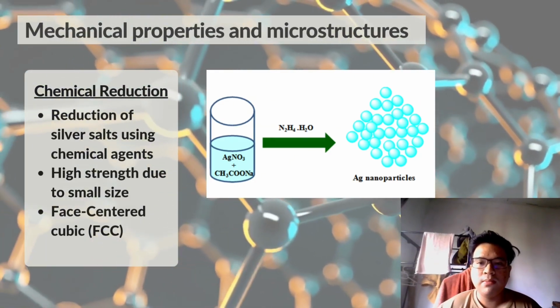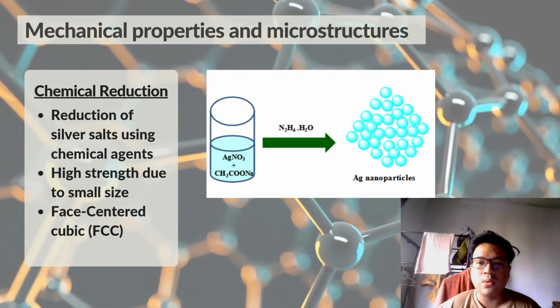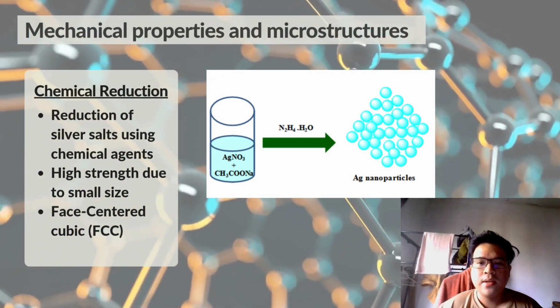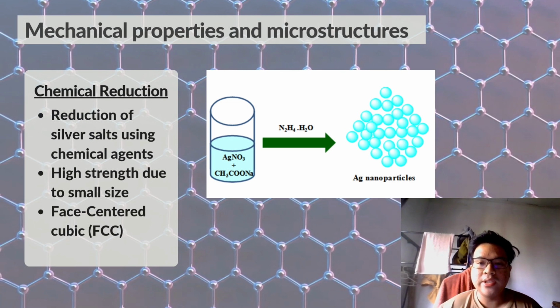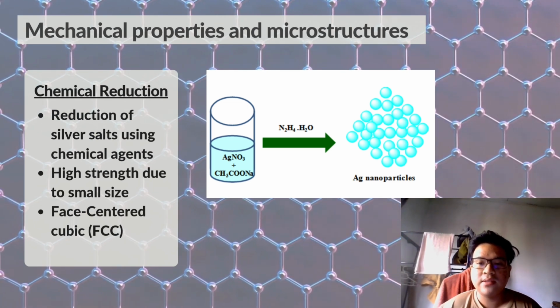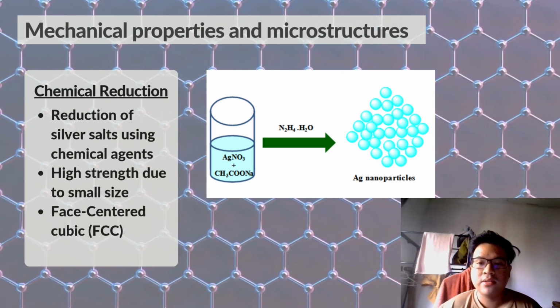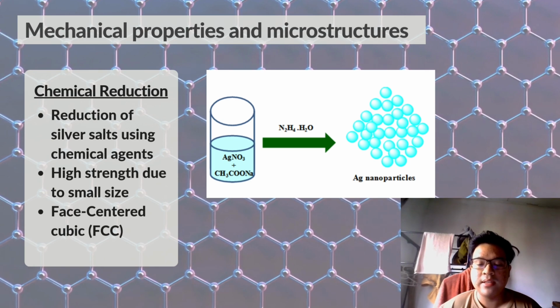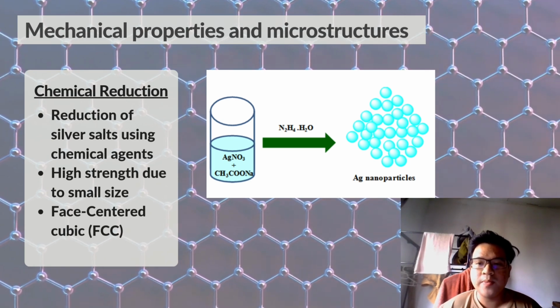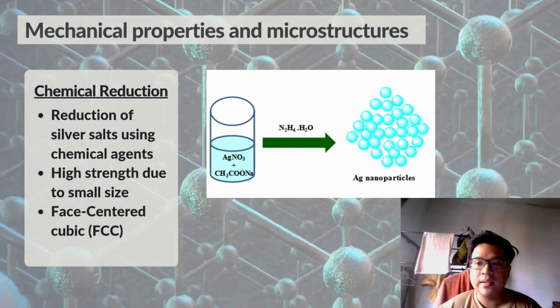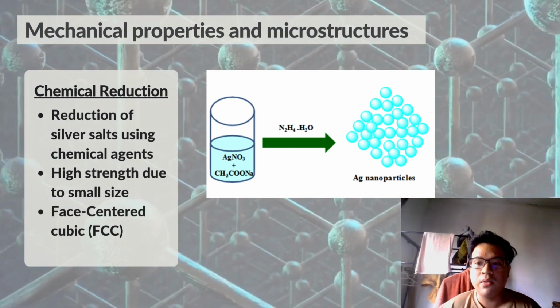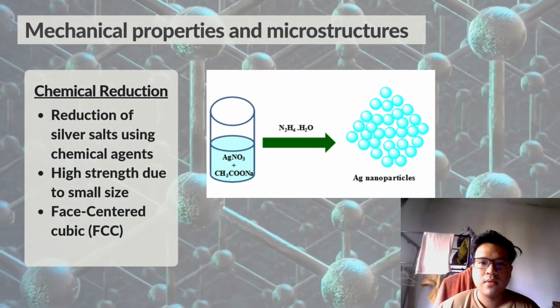Now, we move on to the mechanical properties and microstructures of silver nanomaterials. The materials processing method is chemical reduction. Chemical reduction is the reduction of silver salts using chemical agents such as sodium borohydride and citrate. The mechanical properties are high strength due to the small size. The microstructure is usually face-centered cubic, known as FCC.